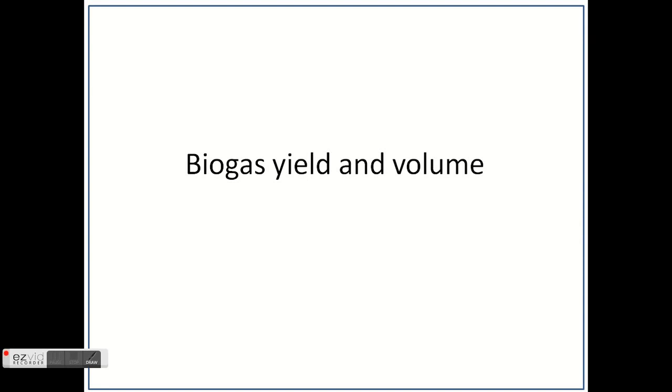Today we'll be discussing biogas yield and volume. Typically, biogas composition is about 55 to 70% methane and about 30 to 45% carbon dioxide. The proportion of methane to carbon dioxide, as well as the volume of biogas produced and the quality of the biogas, will depend on the composition of the substrate used, the operating conditions of the digester, and the retention time.